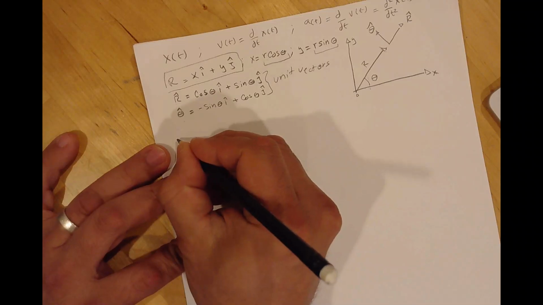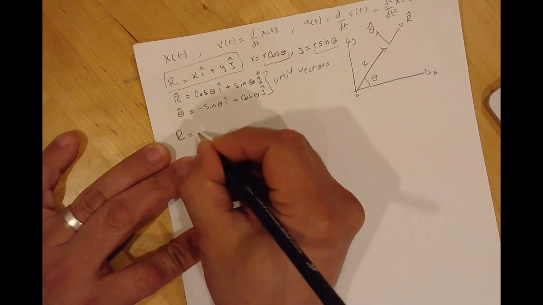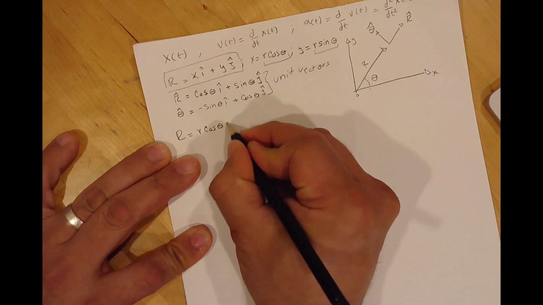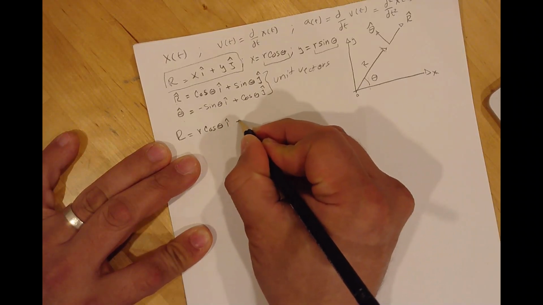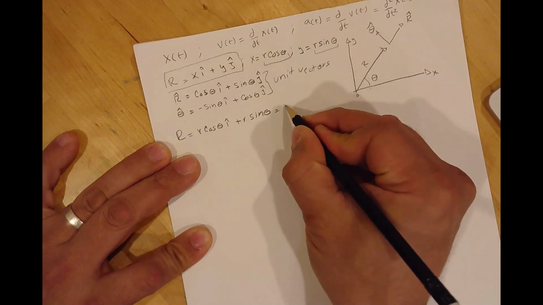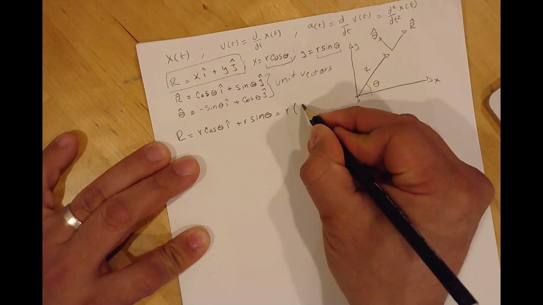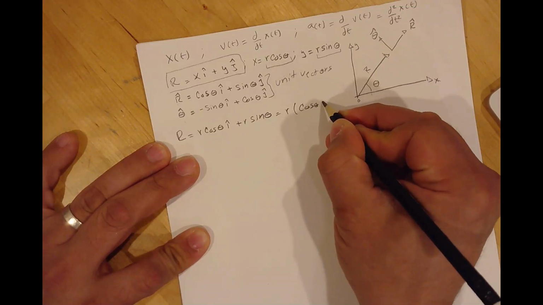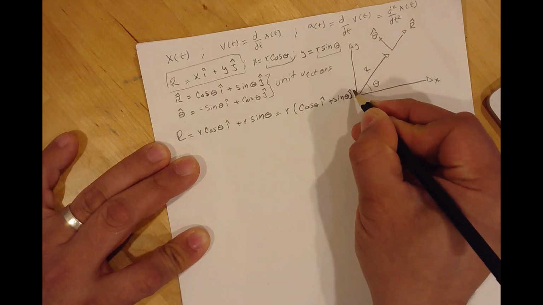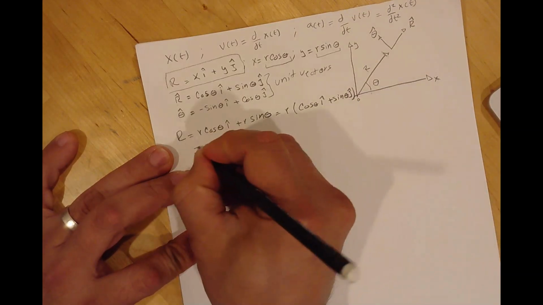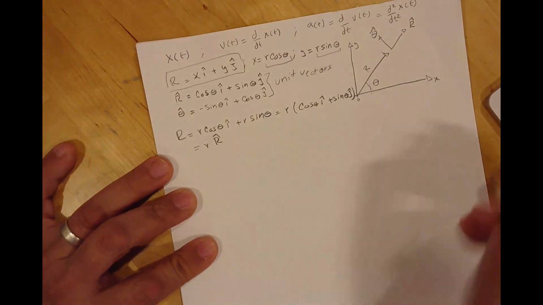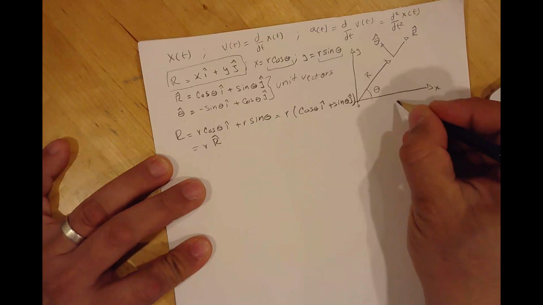We can rewrite our vector r of theta as r multiplied by cosine theta i plus sine theta j, which is the same thing as writing r times the unit vector. So let's write it here.